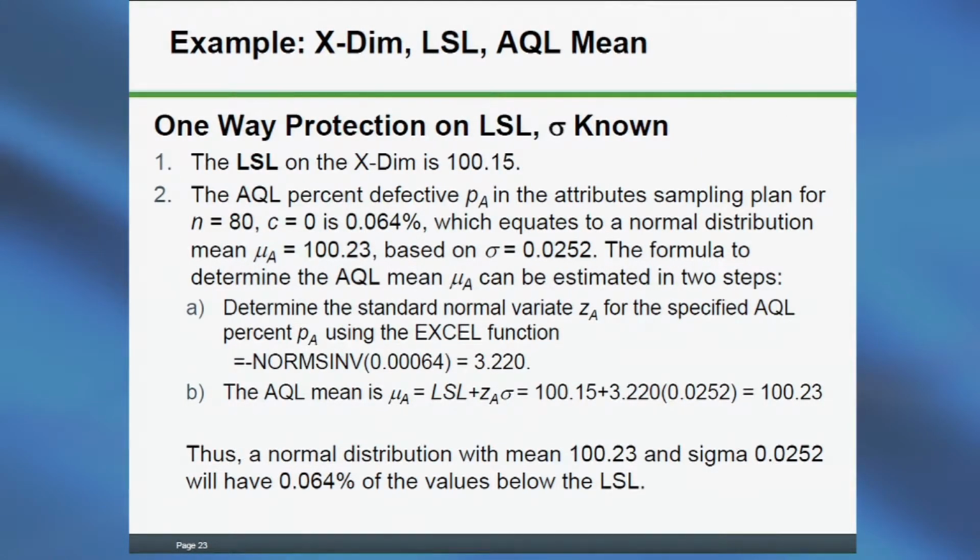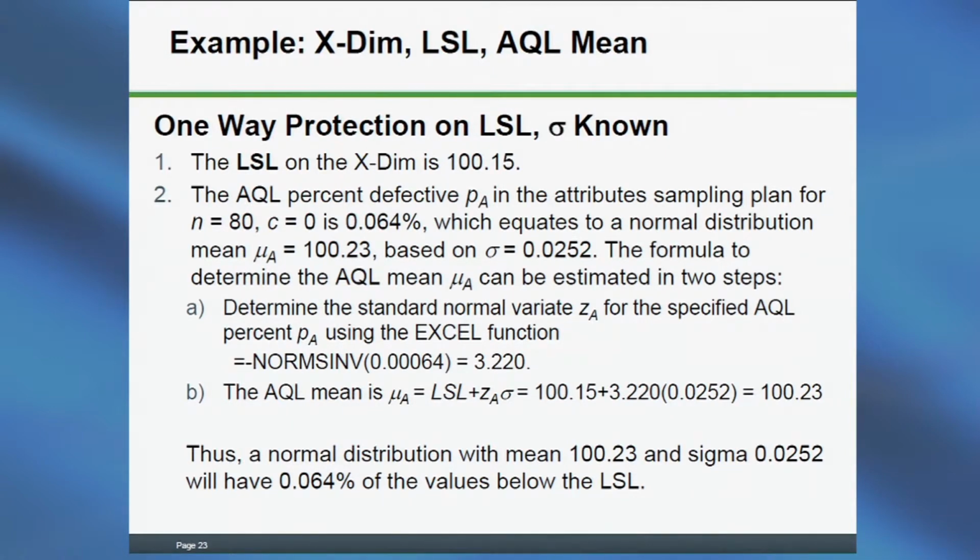So here's the actual process now. We said the lower spec limit on the X dimension is 100.15. The AOQL percent defective that we had from the attribute sampling plan was 0.064%. For a normal distribution, that equates to a mean of 100.23 based on the sigma that we estimated from the 20 lots. And the formula to estimate the mean can be easily derived in an Excel function. You can see the NORMSINV of that defect level is 3.22. That gives you the standard normal variate, multiply it times the standard deviation, and add it to the lower spec limit, and you come up with 100.23.